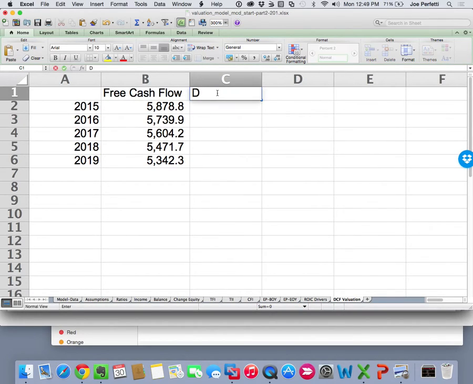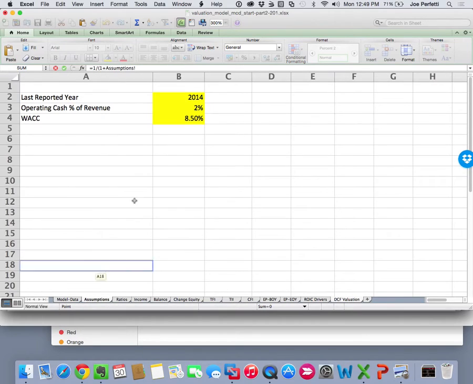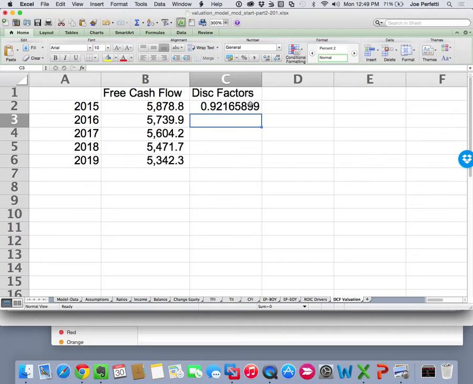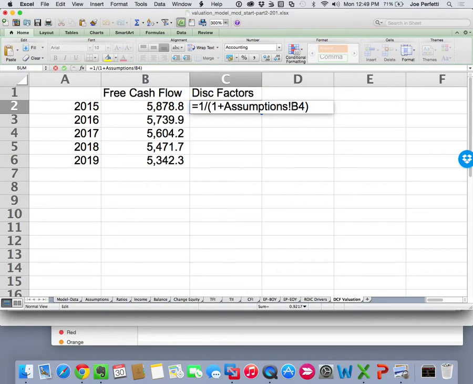Okay. Now the next thing I need to do is put these in present value. So I'm going to multiply these by the discount factors, and the discount factor is 1 divided by 1 plus R to the n. So in this case, equals 1 divided by left paren 1 plus, and the R is the WACC. So I'm going to go to the assumptions page and click on the WACC. Now when I copy this down, and I'll make this 4 decimal places just so it's a little bit easier to see, I want to make that an absolute reference to the WACC, so $B$4.